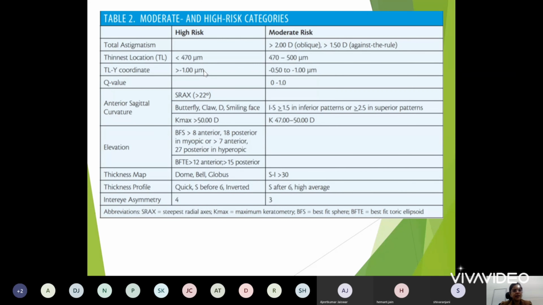And when is it moderate risk? When the thinnest location is 470 to 500 microns, Q value is 0 to -1, inferior superior asymmetry is more than 1.5, thickness map superior inferior is more than 30, and the slope is after 6. Okay.